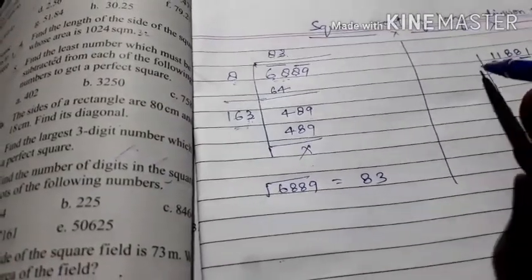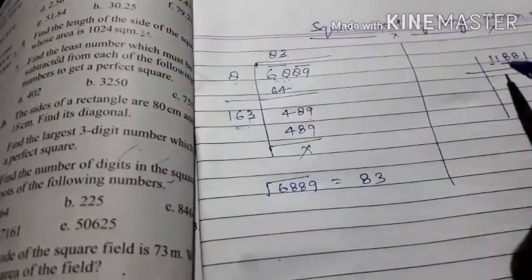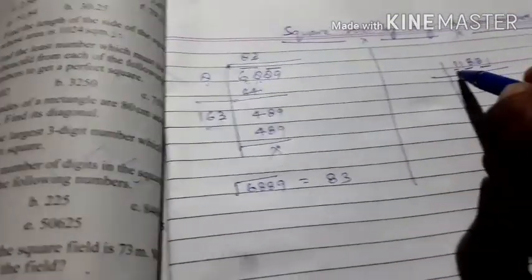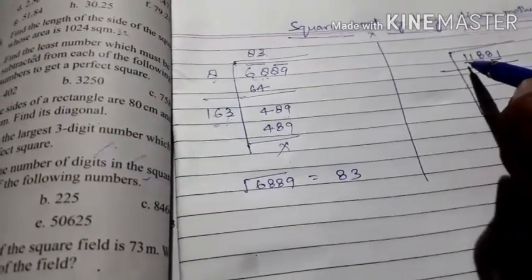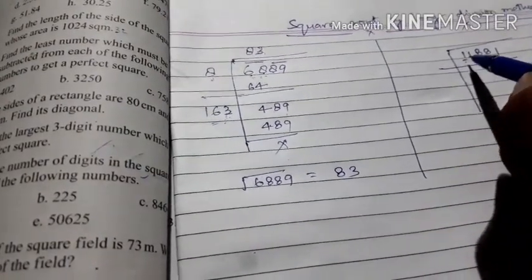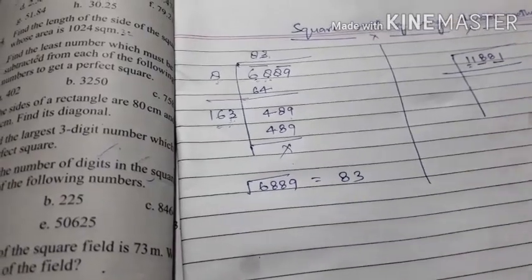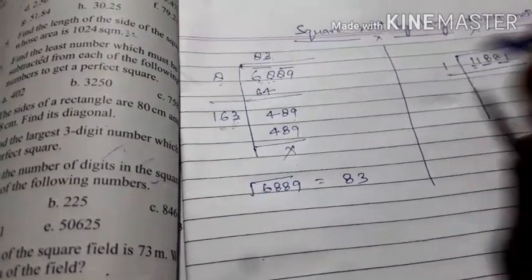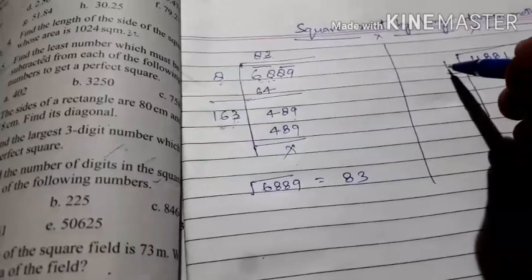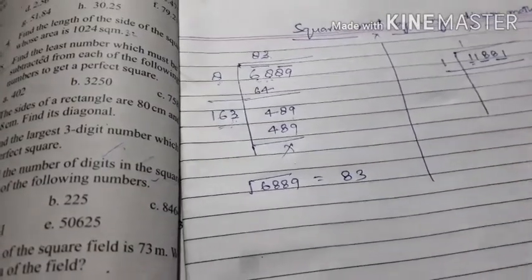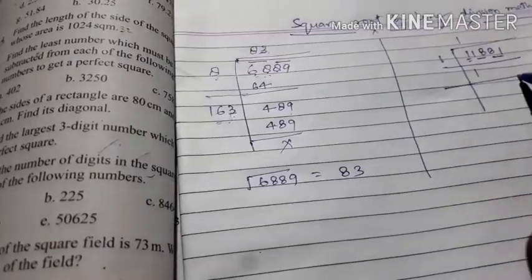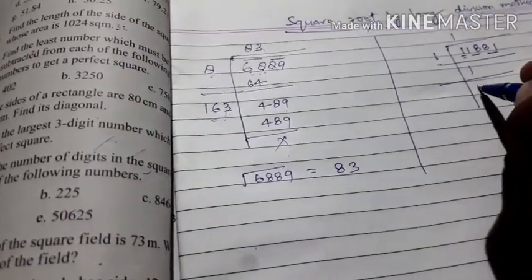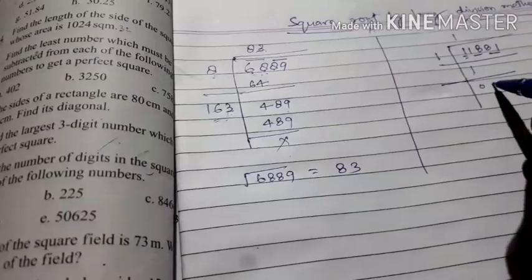Now write here. In the first pair we have a single digit. So we think of a number whose square is either less than 1 or equal to 1. Here we have only one number, that is 1. Then 1 is the divisor and 1 will be the quotient. So 1 multiplied by 1 gives 1. Subtracting this, the remainder is 0. Now the next pair is 18.